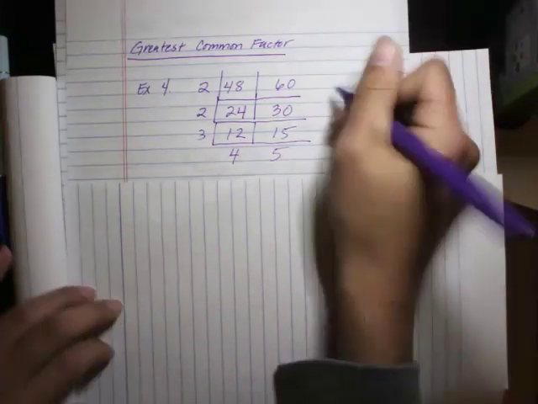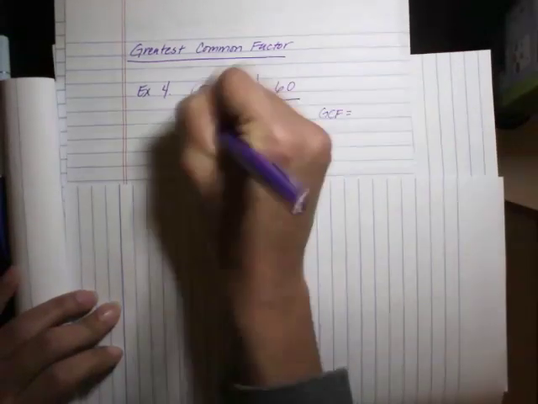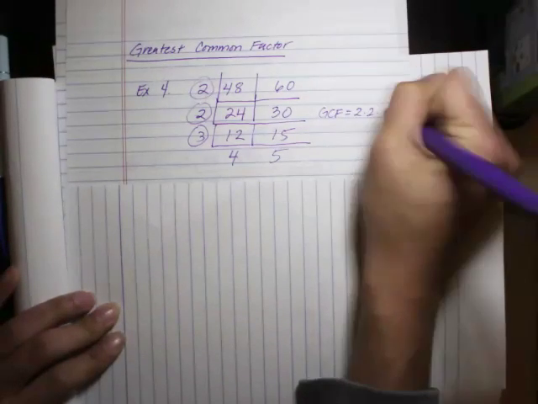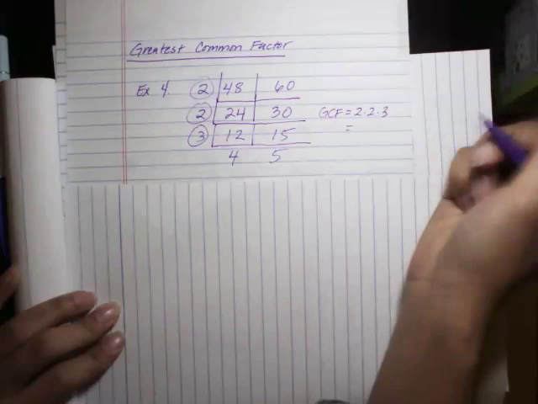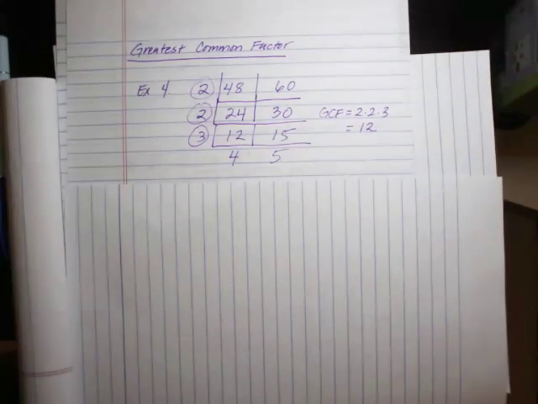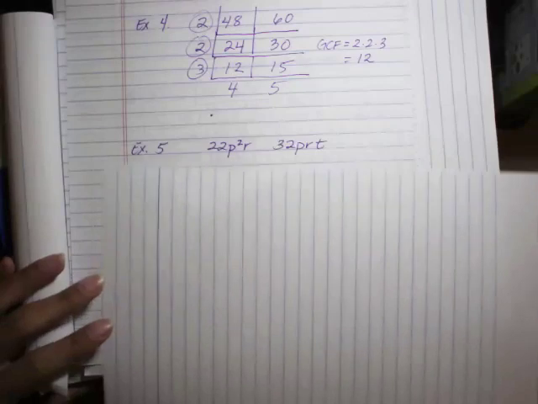So my GCF will be all of the numbers on the side multiplied together. 2 times 2 times 3, which is 12. So we're going to use this idea and extend this to monomials.